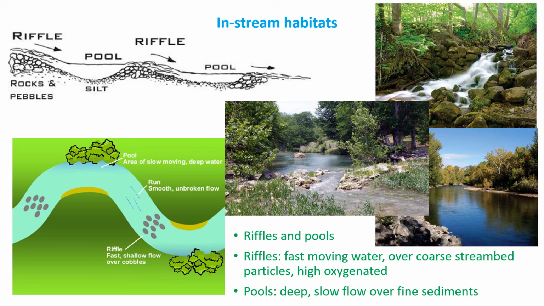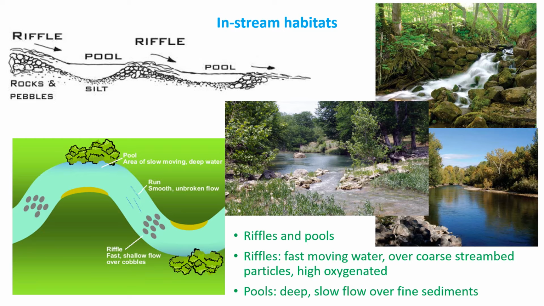Variety of stream habitats you can find in a given stream channel, and here I'm going to very highly generalize and talk about two different habitat types in any given stream in any continent in any part of the world: ripples or riffles, and pools. Now, riffles have fast flowing water. Water moves faster in the riffle habitats.